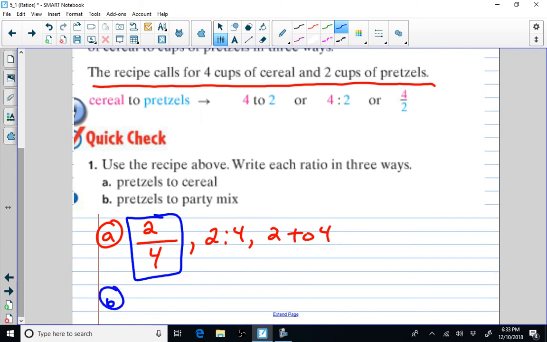The second ratio we are asked to write for part B asks us to write the ratio of pretzels to party mix. Well, there are 2 cups of pretzels. If I have 4 cups of cereal and 2 cups of pretzels, that is a total of 6 cups of party mix. So I would write the ratio of 2 to 6. I can write it this way, or I can write it this way. So that's the three different ways that we can write ratios.